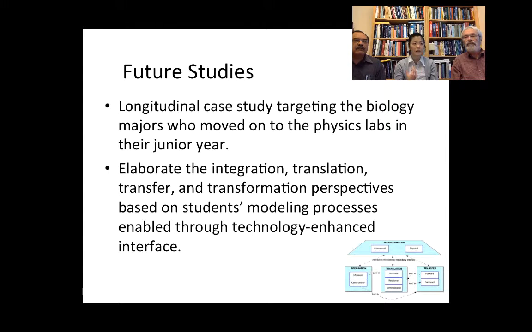So the student-centered assessment is crucial in this project for us to understand how the students can model the biological context by means of the physics experiments.